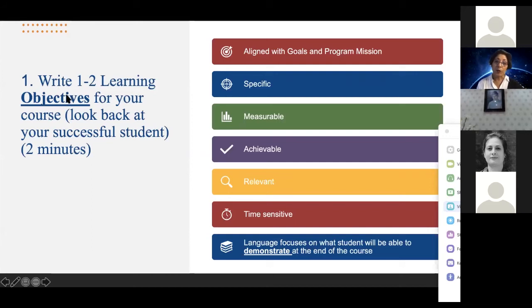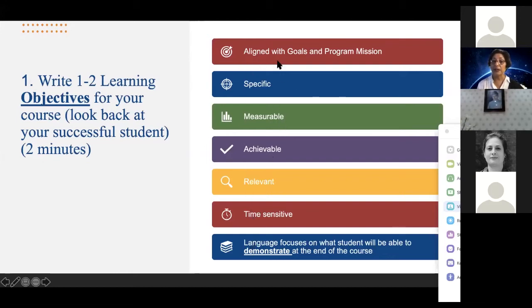Then what you can do is, as an exercise, for whatever course you are teaching, I would like you to write one or two learning objectives of your course. You can write them now or you can write them later after the workshop. But those objectives have to fulfill all of these qualities.